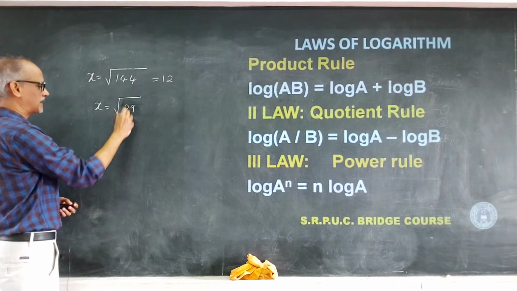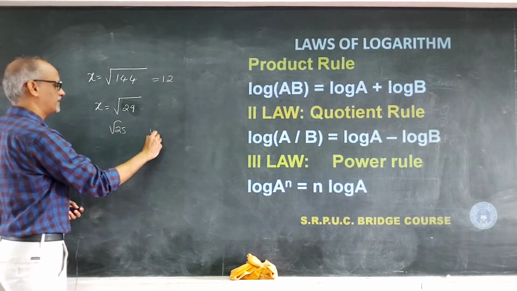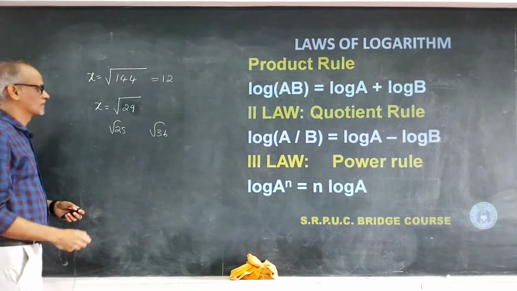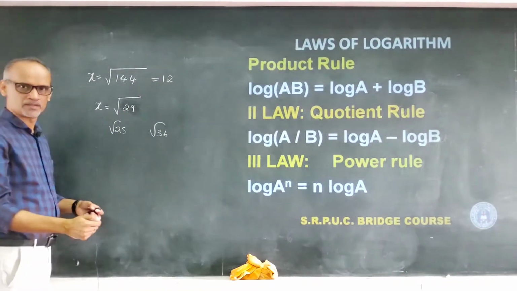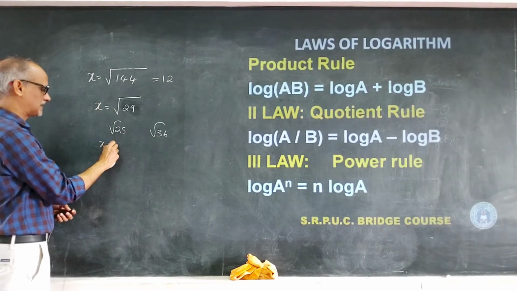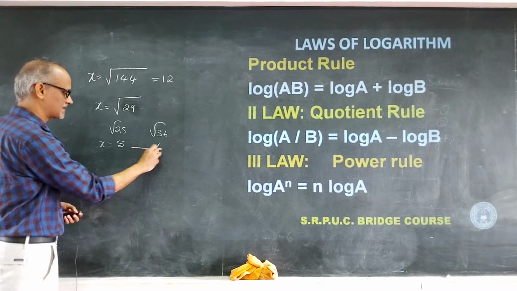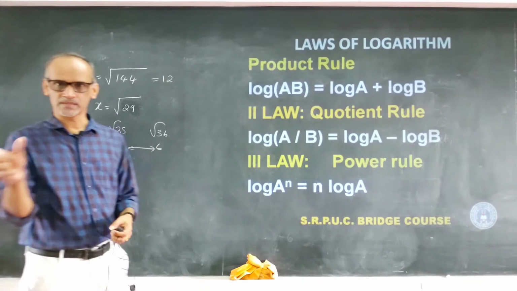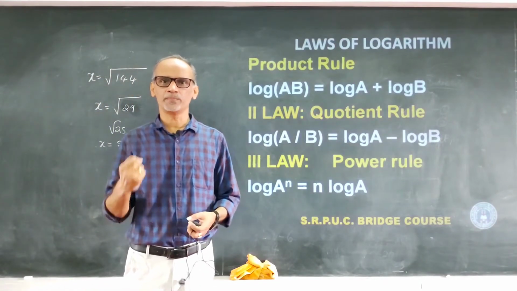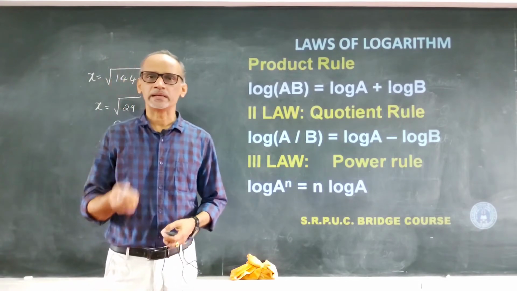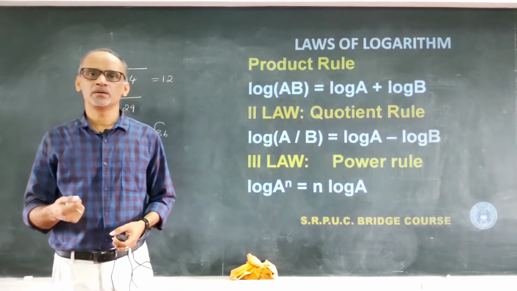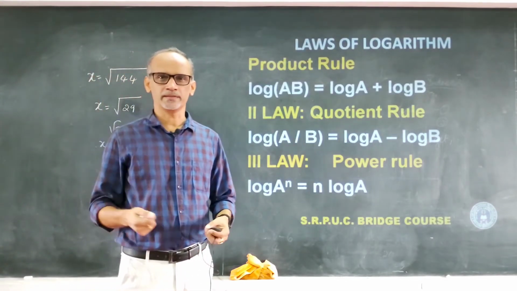See, root 29 is between root 25 and root 36. Root 29 is somewhere between root 25 and root 36. Therefore, the value of x lies between 5 and 6. It has to be somewhere between 5 and 6. That is how approximately we can calculate, especially in competitive exams where you are not allowed to use the calculator.